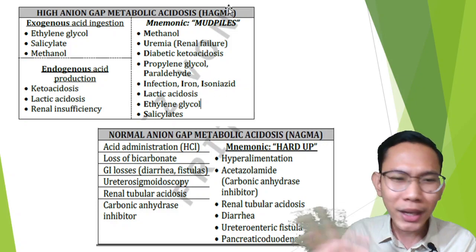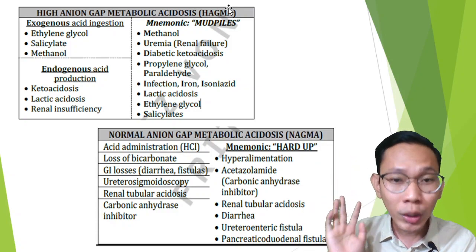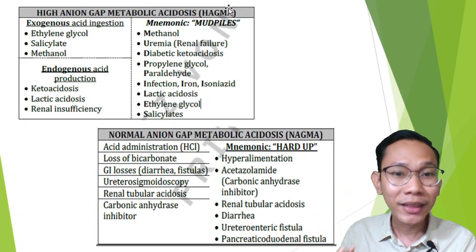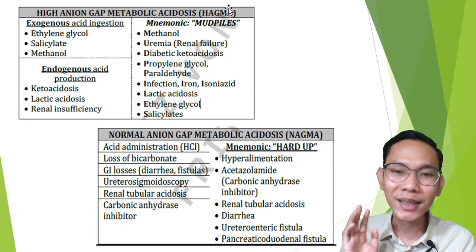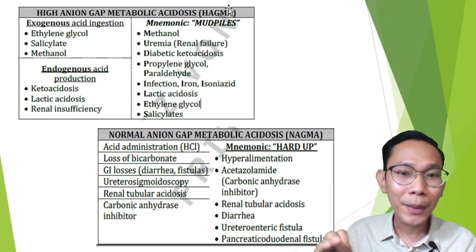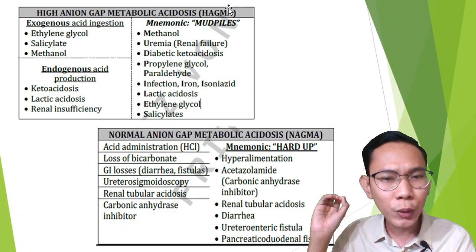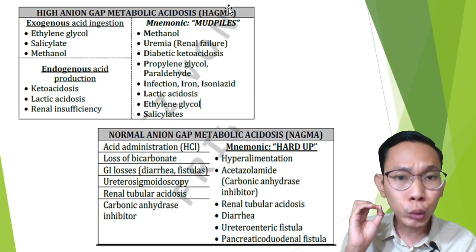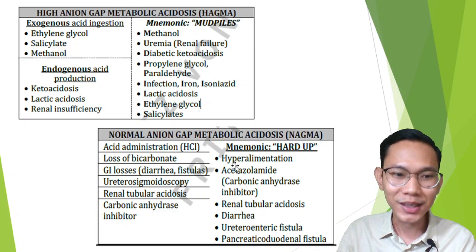So you don't have to memorize this. I know it's going to be a lot. I just want to show that our anion gap is essential for us to determine what type of metabolic acidosis. Is it a high anion gap or a normal anion gap? Because with that alone, if we know that the patient has metabolic acidosis, we just compute the anion gap to narrow down our possible diagnosis.